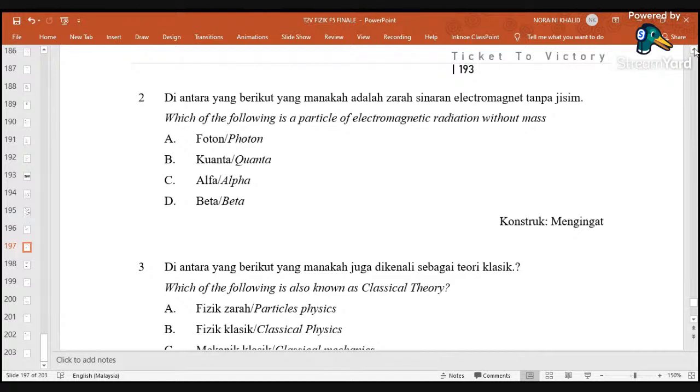Okay, question number 2. Which of the following is a particle of electromagnetic radiation without mass? No mass. Photon. Okay, light.